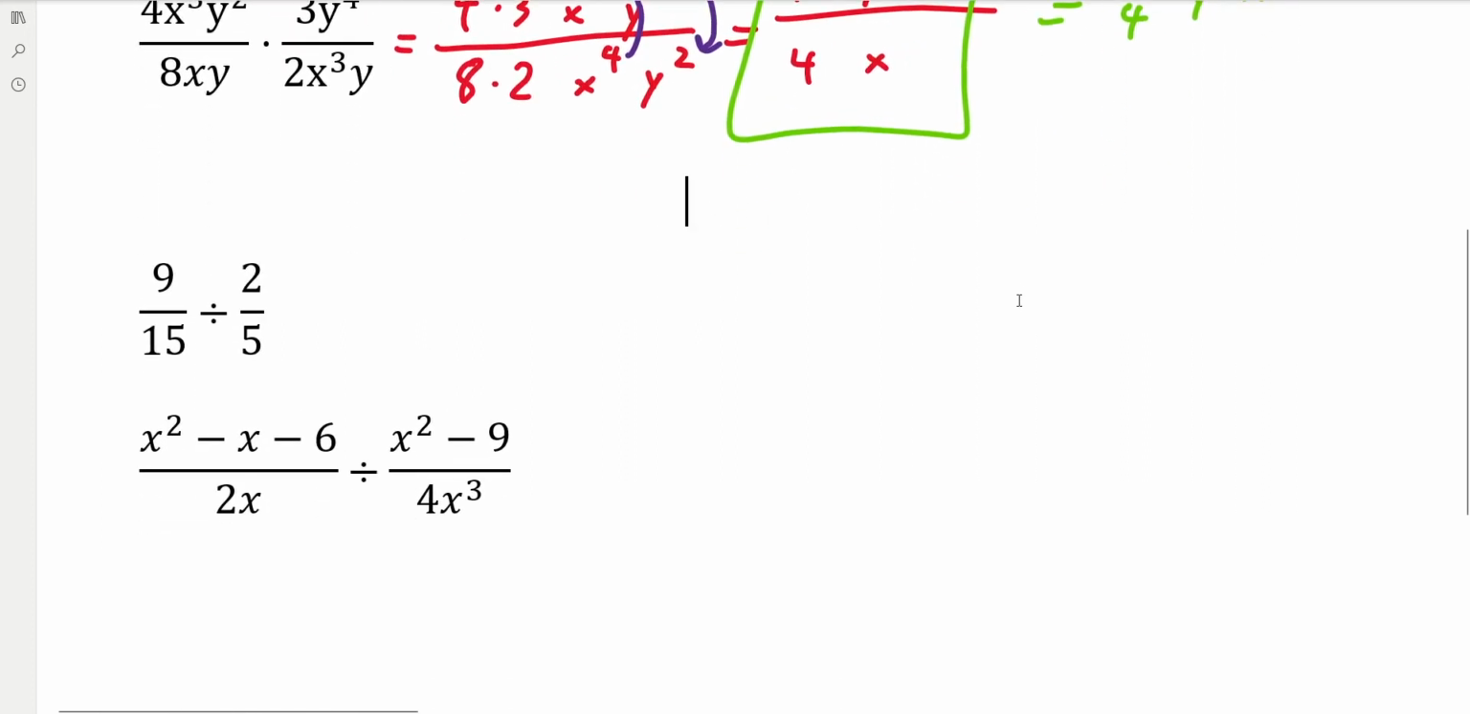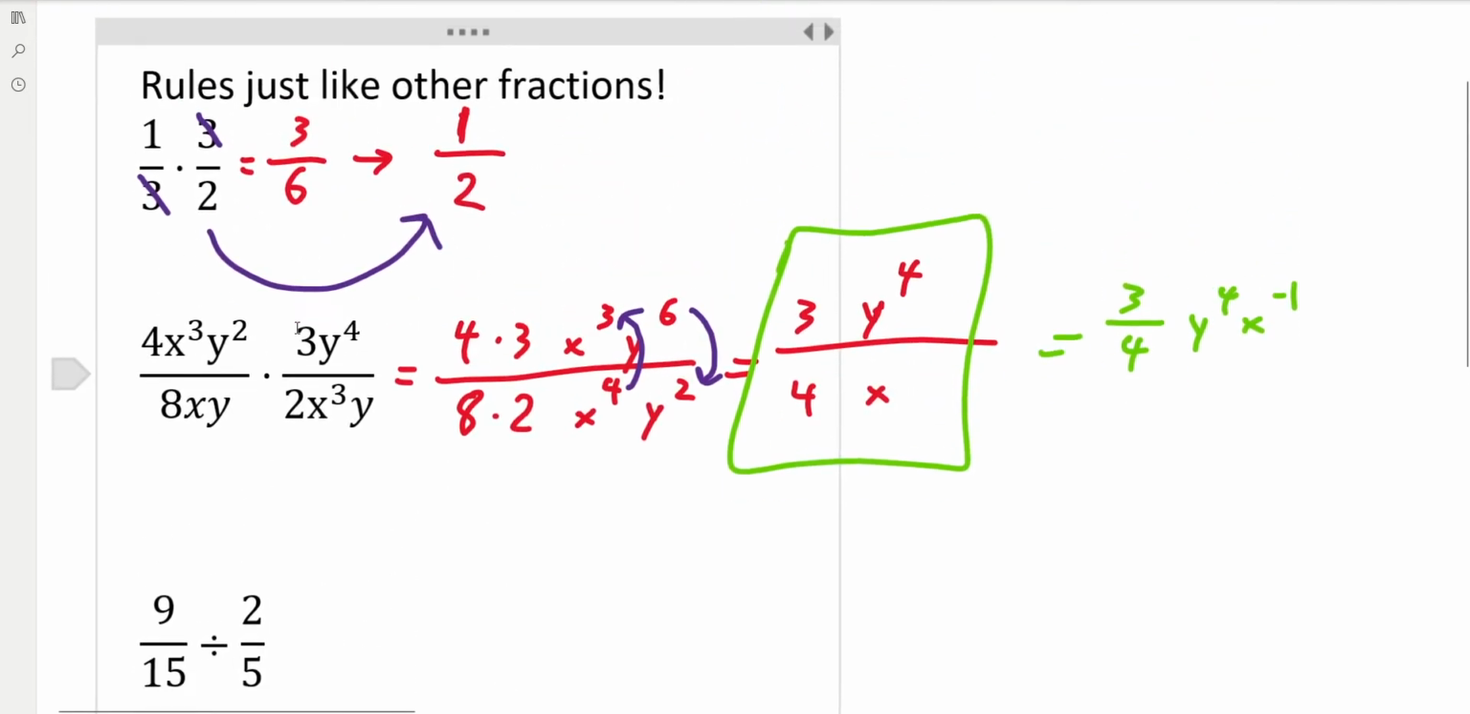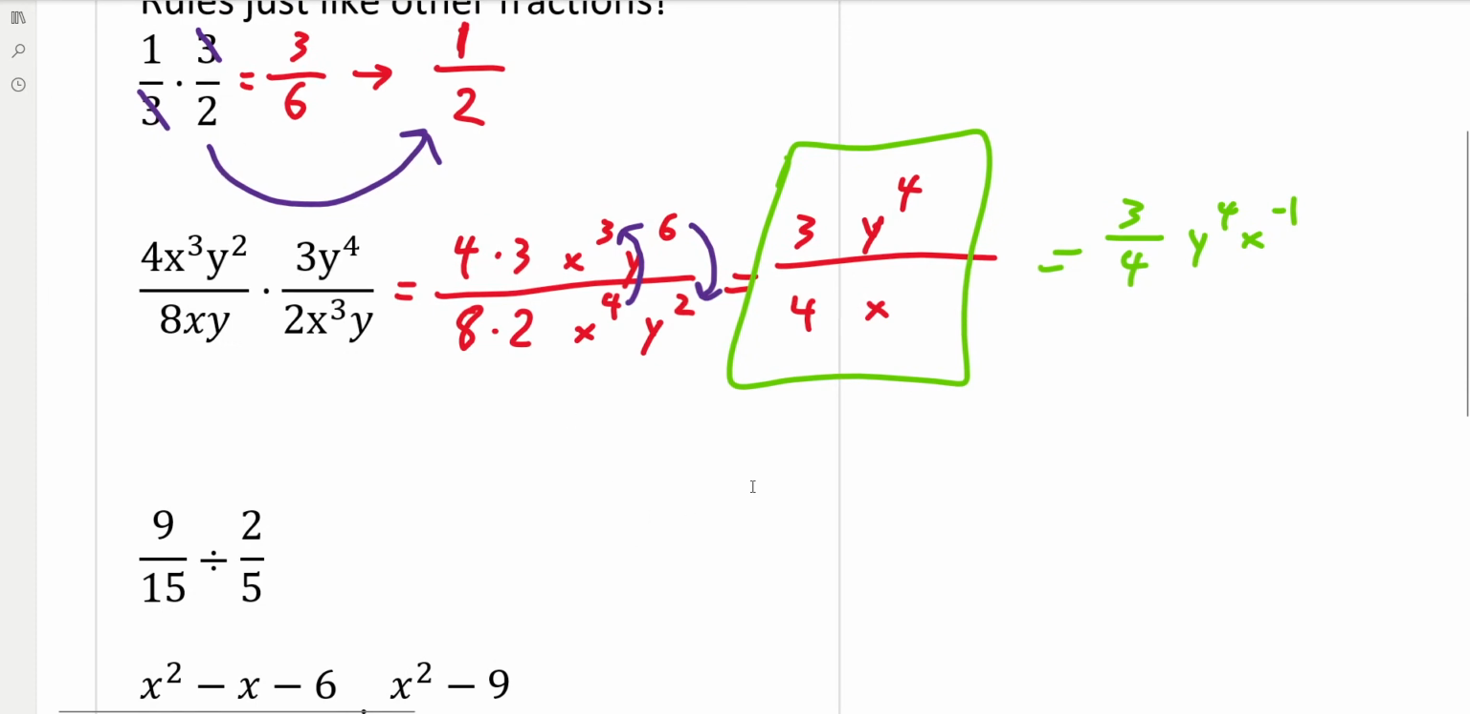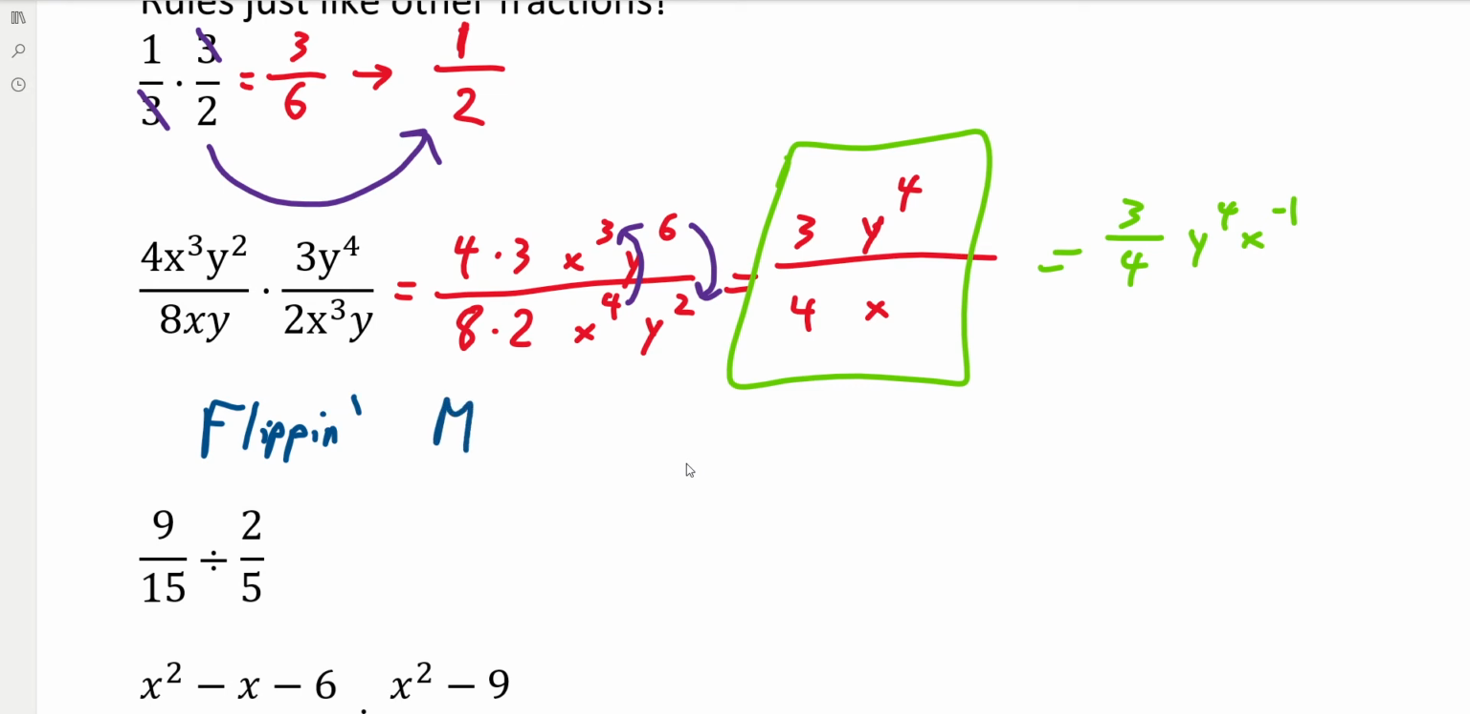All right. Taking a look at this next one, this is dividing fractions and therefore dividing rational expressions. If anyone might remember, multiplying and dividing are actually very, very similar with fractions. All you have to do is flip and multiply. That's the rule. Flip and multiply.